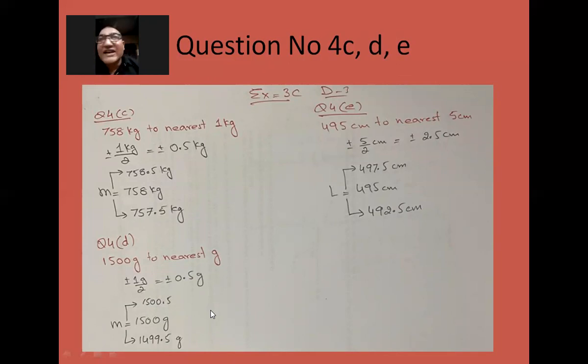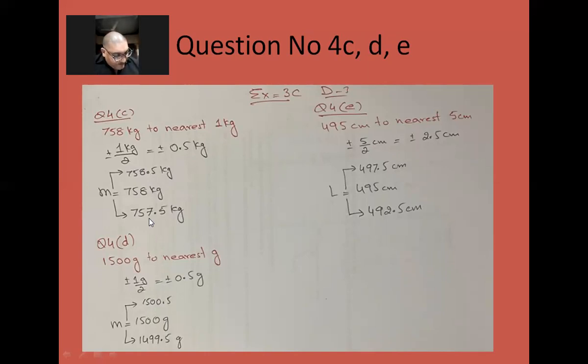So what I will do, that's the standard procedure, 1 kg divided by 2, and that will be 0.5 kg. With it, I will write plus minus sign. I will add this to the main measurement, and you will get the upper bound from the main measurement. If I subtract this number, you will get the lower bound. So 758 plus 0.5, that will give you 758.5 kg. That is the upper bound. From the 758 kg, if you subtract 0.5 kg, you get 757.5 kg. That is the lower bound of this measurement. Hopefully you understand. This is question number 4 and its C part.